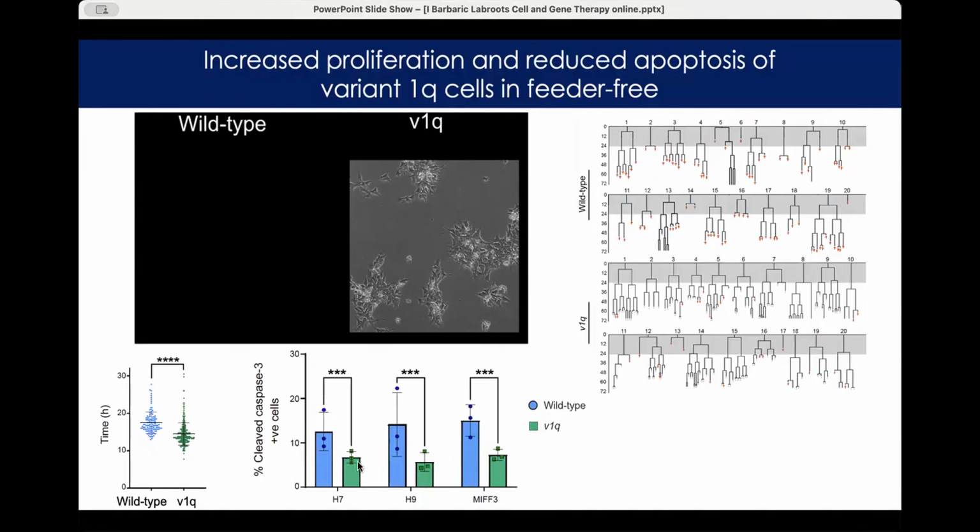In other words, all three lines showed less cell death, as I said, evident from having a low number of these red crosses in lineages, but also when we quantify this looking at the marker of apoptosis, cleaved caspase, in all three lines, we consistently see that variant 1q cells show less apoptosis than their wild-type counterparts.